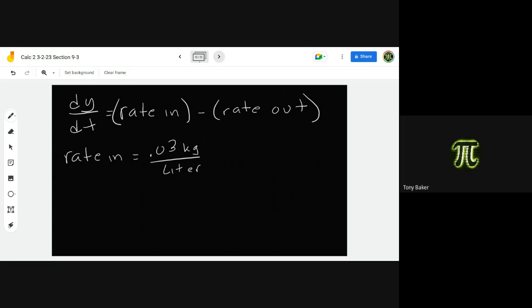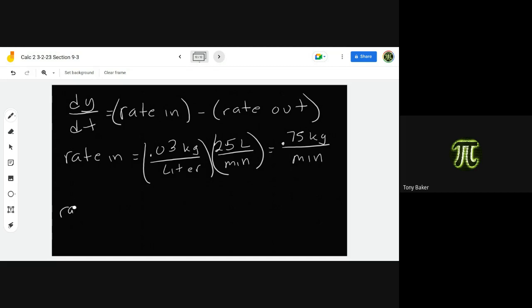All right, so that's coming in. And it's 25 liters per minute. So I have 0.75 kilograms of salt coming in per minute. So that step makes sense. Okay.